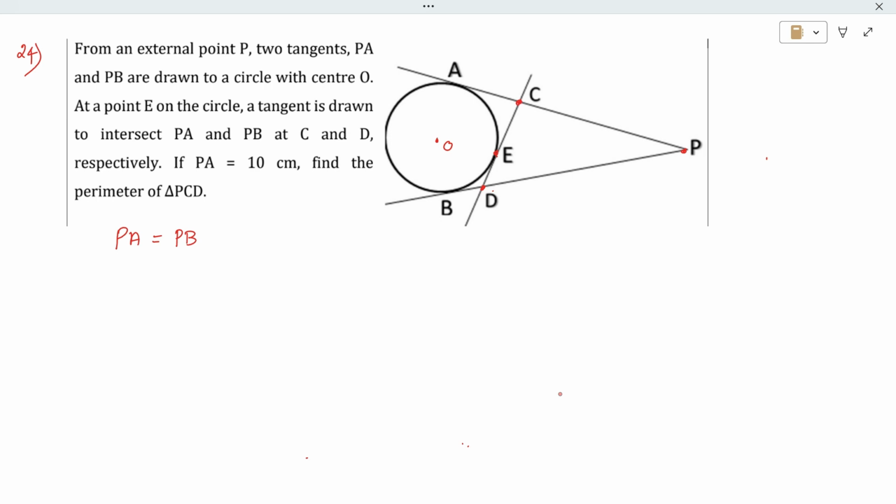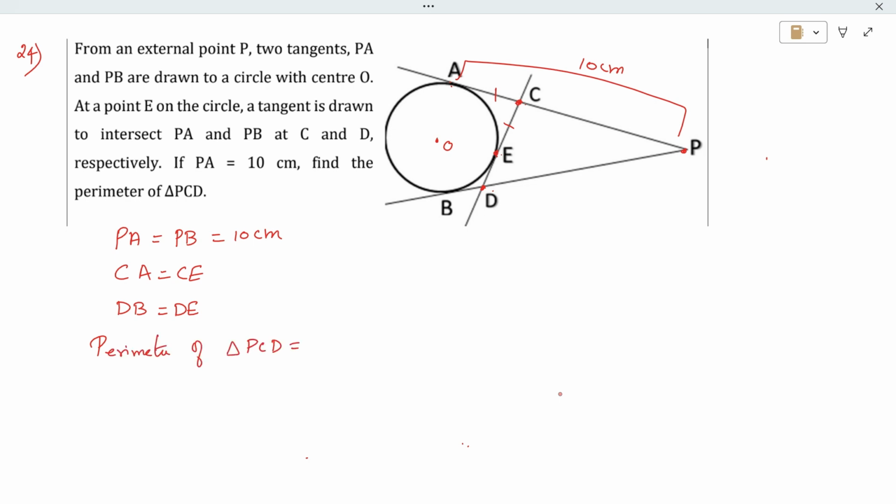From C, there is a tangent CA touching the point of contact at A, right? So I know CA and CE will also be equal if you consider C as an external point, and CA and CE are the tangents to the point of contact on the circle, isn't it? So this will be equal. Similarly, if you consider D as an external point, I know DB is equal to DE, isn't it? So now come to the next part of the question. If the length of the tangent PA is 10 centimeter, PA is equal to PB, so that is also equal to 10 centimeter, isn't it? So now I need to find the perimeter of triangle PCD.